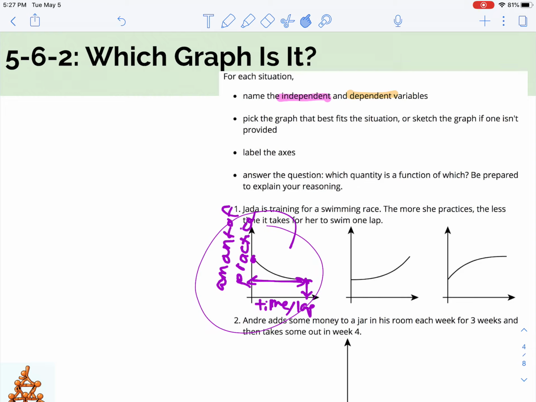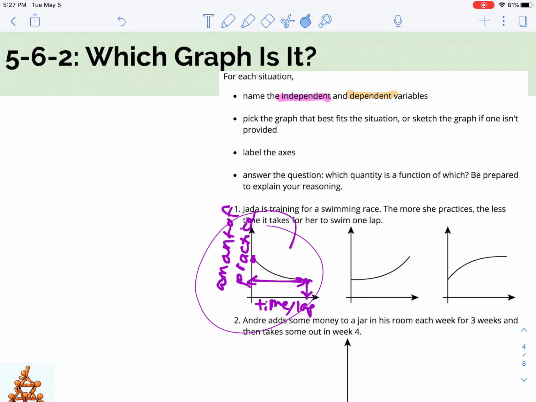Label, we labeled it. Which quantity is a function of which? Be prepared to explain your reasoning. So we could say that the amount of practice is a function of what? Her time to swim the lap? How would we say that?